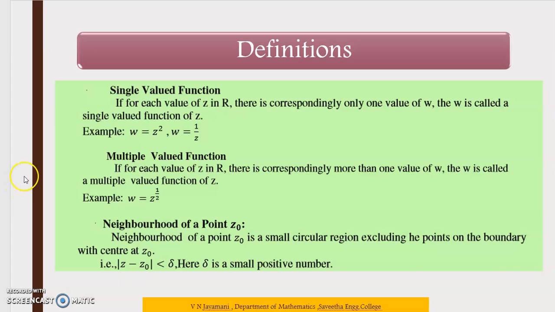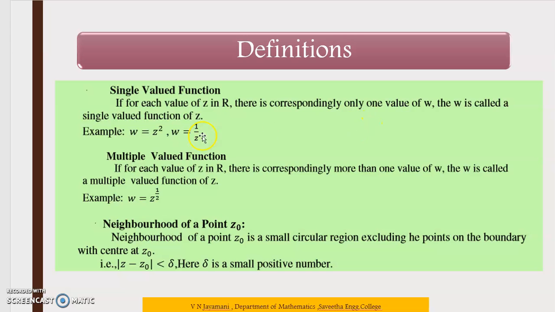First we are going to see the single valued function. So what is a single valued function? If for each value of z in R, where R is nothing but the real plane, there is a corresponding only one value of w, then w is called the single value of z. That is, in a real plane, for z, we have only one value of w, then w is called the single value of z.